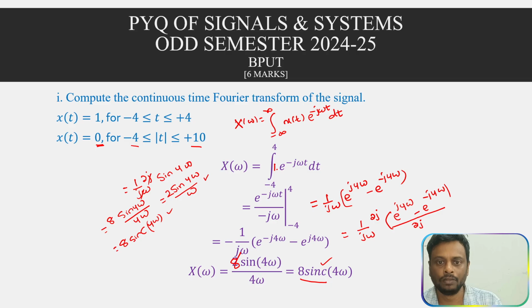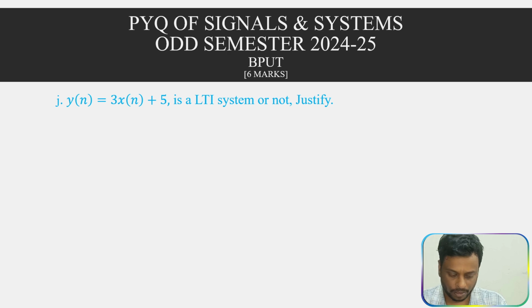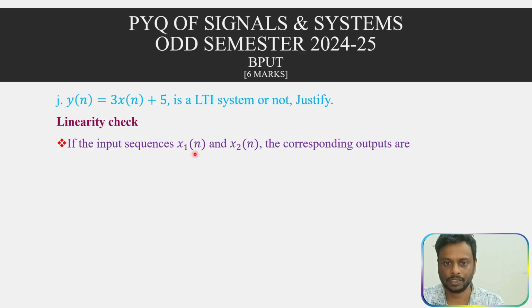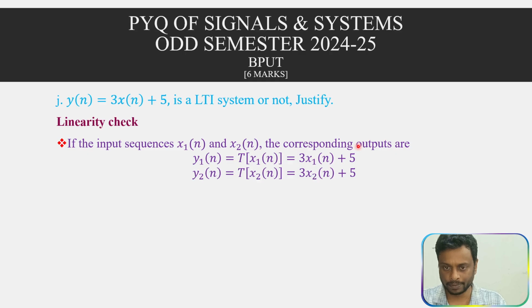Find the Fourier transform of this integral. Second is to find out whether the system is an LTI system or not, a linear time-invariant system. Linearity check first. If the input sequences are x1(n) and x2(n), the corresponding outputs are y1(n) equal to the transformation of x1(n), that will be 3 x1(n) plus 5. Similarly y2(n) is the transformation of x2(n), which is 3 x2(n) plus 5. Just put x1(n) and x2(n) in place of x(n).